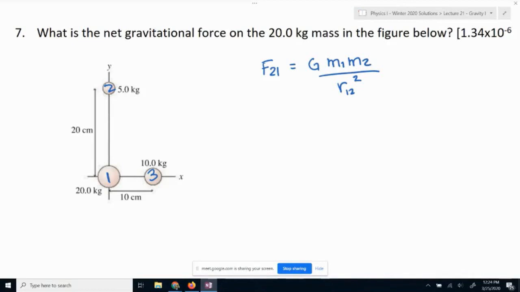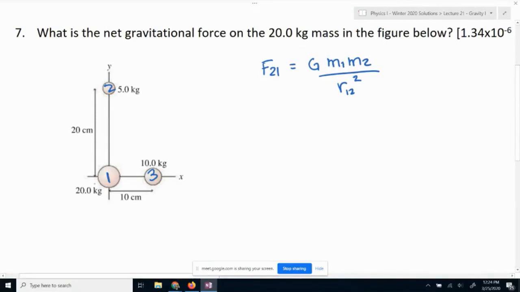So the force that 2 exerts on 1, is it attractive or is it repulsive? Any two objects, so think of us and the Earth. Are we attracted to the Earth or do we repel from the Earth? We're attracted. Yeah, all forces of gravity are attractive forces. No matter what, they're always attractive. Okay, it doesn't matter which one's bigger, which one's smaller. So 1 is attracted to 2. We're looking for the net gravitational force on the 20 kilogram mass, so on mass 1.